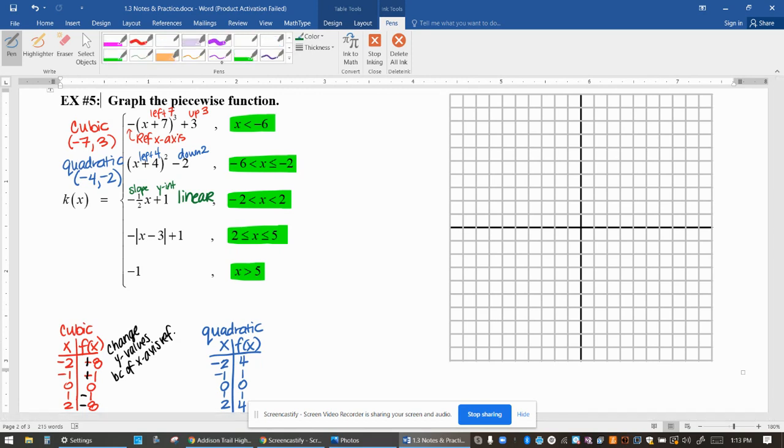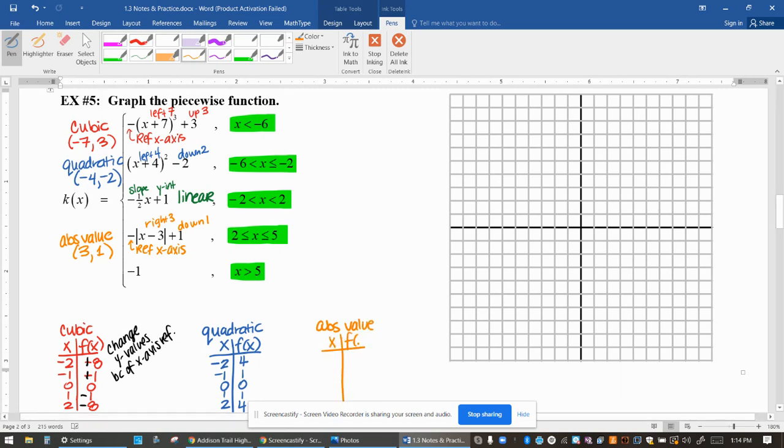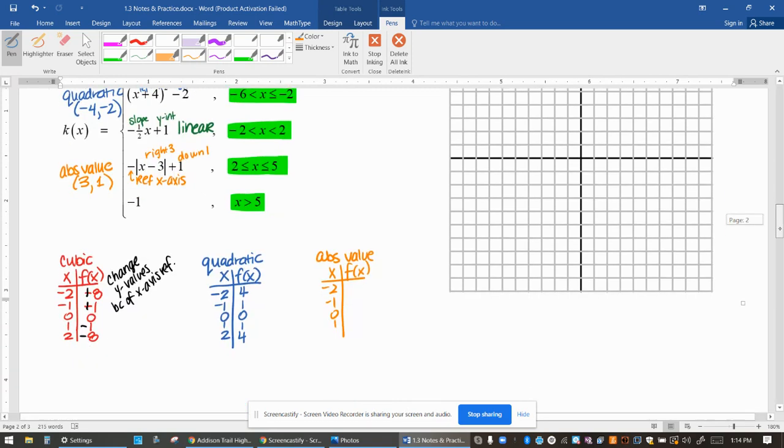The next function is absolute value. Now this absolute value was shifted right 3 and down 1. So my new origin is at 3, 1. It is reflected over the x-axis, which means I'm going to have to change the signs of my y values. So for absolute value functions, it was appropriate to use the table of values from -2 to +2 for your x's.